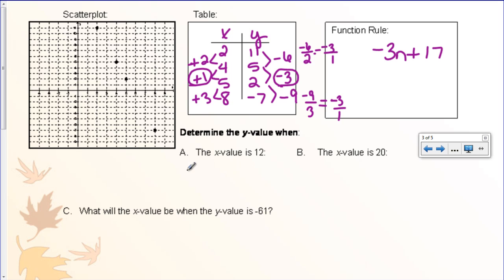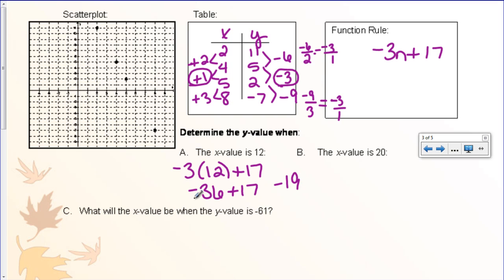So now we're going to check it. So now we know the x value is 12. So I'm going to do -3 times 12 plus 17. Well, -3 times 12 is -36. And when I add 17 to that, I get -19. And so this works out to be -19.